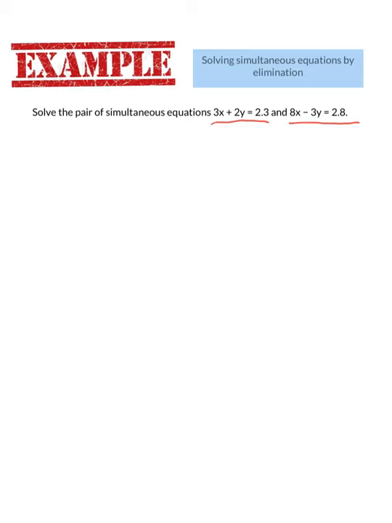As you get better at this, you'll be able to see by inspection that you can't add or subtract these to eliminate one of the variables. So let's work through this. First, we write out our equations. Now we need to see what we can multiply these two linear equations by, so that when we add or subtract, we will eliminate one of the variables.